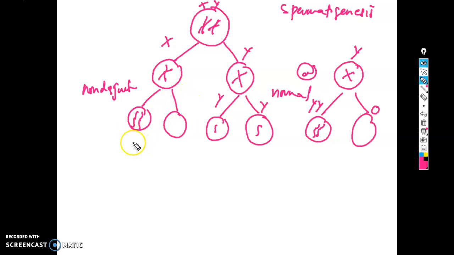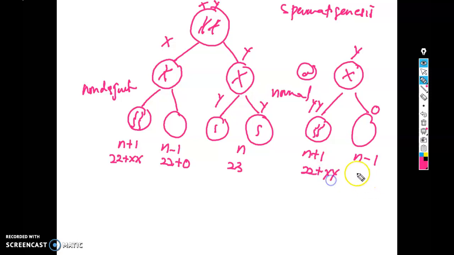They will produce gametes n plus 1, n minus 1, and this one n plus 1, and then this one n minus 1. Or have 22 chromosomes plus X, 22 chromosomes plus 0, 23 chromosomes. This one is 22 chromosomes plus Y, and this one is 22 plus 0.